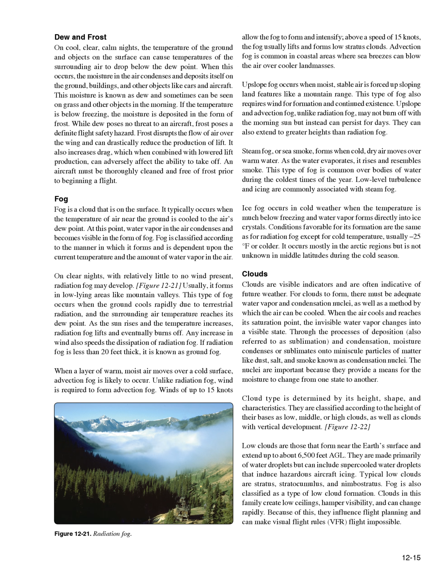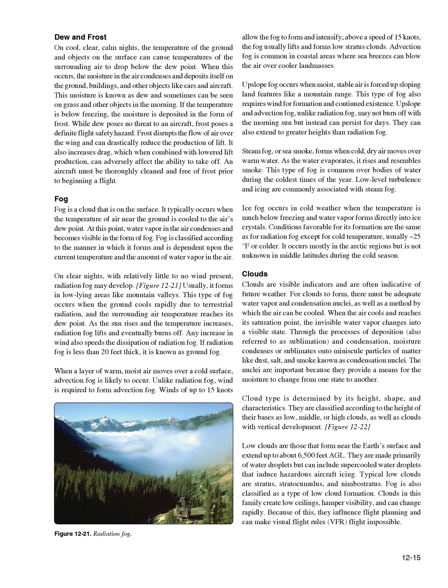On clear nights, with relatively little to no wind present, radiation fog may develop. Figure 12-21. Usually, it forms in low-lying areas like mountain valleys. This type of fog occurs when the ground cools rapidly due to terrestrial radiation, and the surrounding air temperature reaches its dew point. As the sun rises and the temperature increases, radiation fog lifts and eventually burns off. Any increase in wind also speeds the dissipation of radiation fog. If radiation fog is less than 20 feet thick, it is known as ground fog.